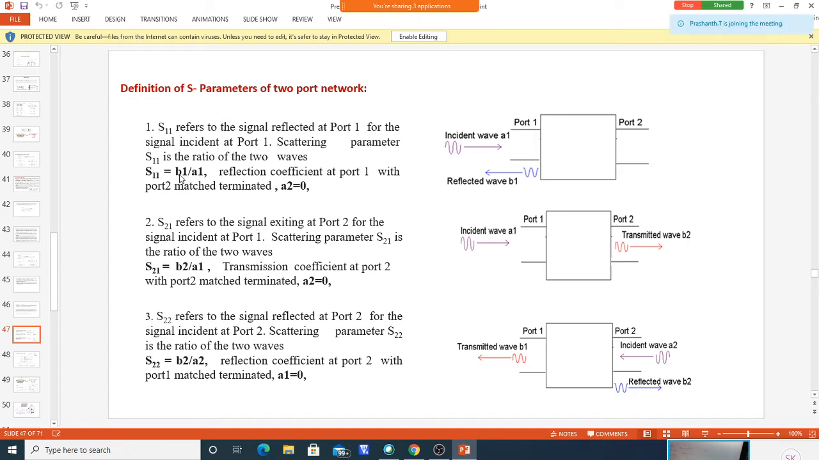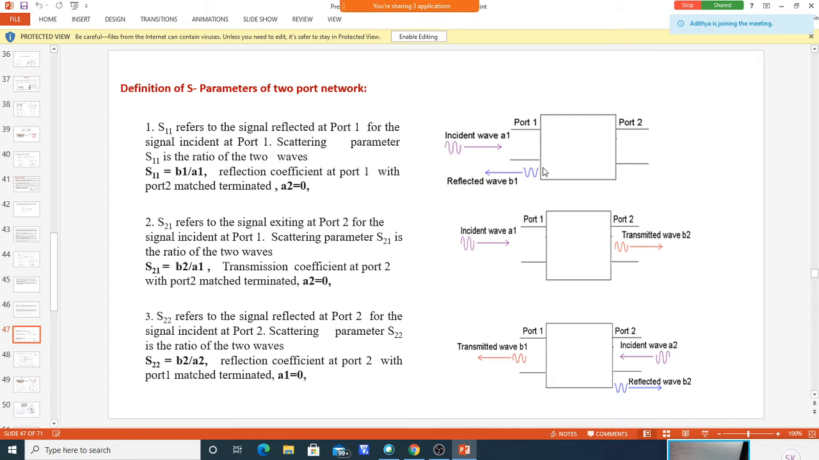Here B1 by A1 means the wave outgoing at port 1 divided by the wave incident at port 1. As we said, it is a phasor. We have to consider a phasor for both B and A. Phasor means it consists of both amplitude and phase. The wave incident at port 1 has amplitude and phase while reflecting back from the port. If there is a mismatch at the input port, the signal will be reflected back. The amplitude and phase of the reflected wave depend upon the mismatch here.